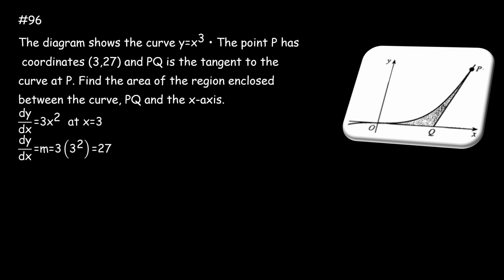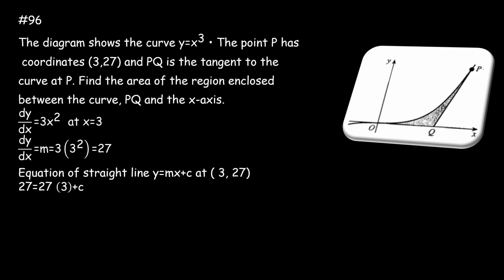Now that's the gradient. At least you have a point through which the straight line passes. So remember the equation of a straight line is y equal to mx plus c. And at point 3, 27, we will have 27 equal to 27 times 3 plus c. And c is negative 54. Now we can get our final integral.